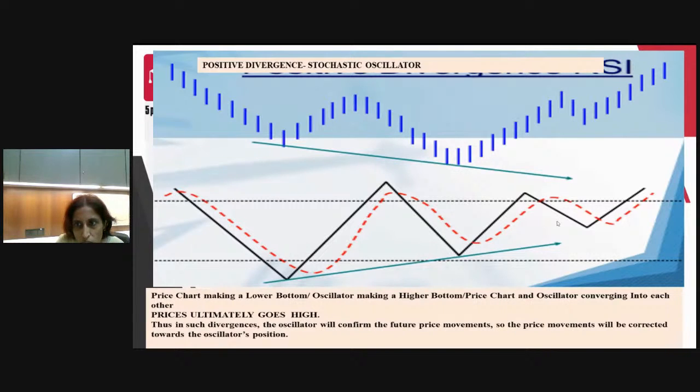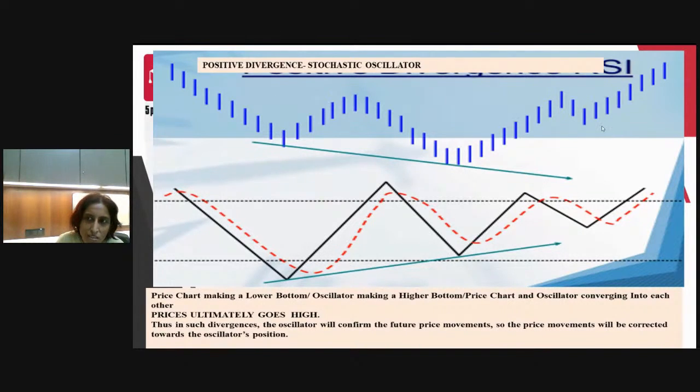As you see, there is a convergence between the prices of the stock and the stochastic oscillator. It again indicates that there is going to be a reversal. But in this case, what kind of reversal? It's going to be a positive reversal. So whenever you see that the price chart is making a lower bottom, whereas the oscillator is making a higher bottom, as you can see over here, and they are converging into each other, it ultimately indicates that the prices are going to go up.